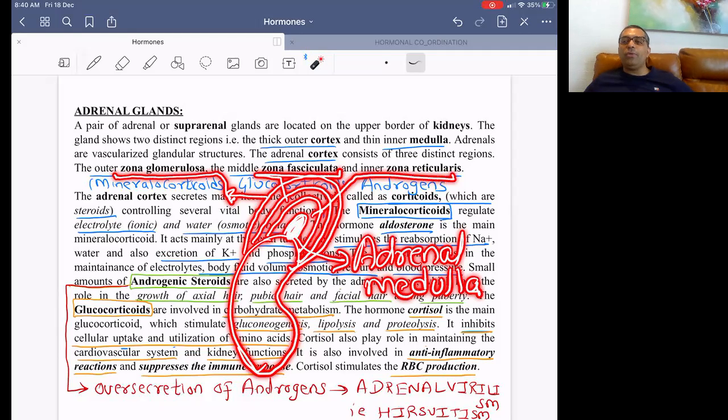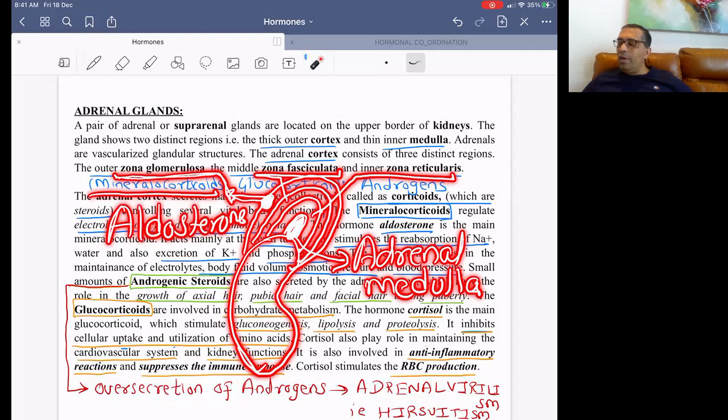Of these, the outermost layer, zona glomerulosa, gives out mineralocorticoids, that is, aldosterone. Aldosterone is given by the outer zona glomerulosa, which gives out mineralocorticoids.